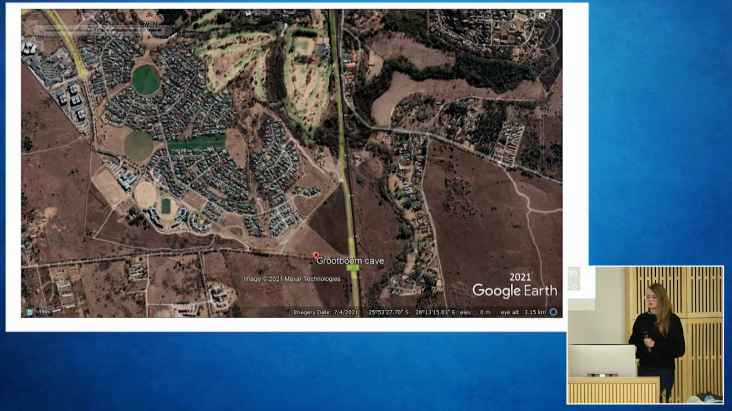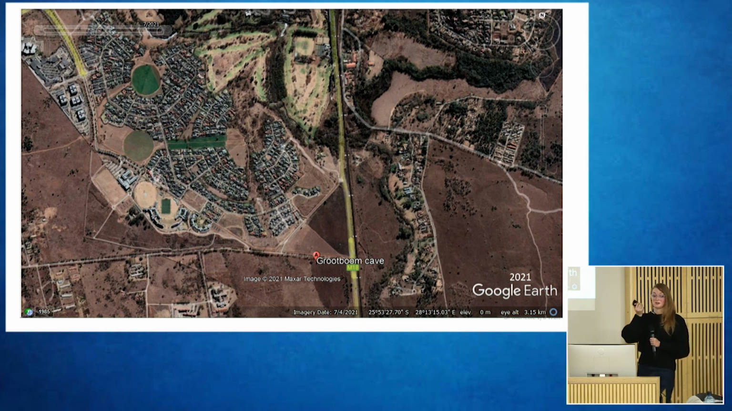Fast forward to 2021, we can see that this has changed drastically. We've had this very large urban estate popping up here. The cave is still over here, and there are no gates on this cave. There are no fences between the cave and the human population. So that means that anyone can come into the cave and do whatever they want. We've noticed an increase in dumping and rubble in this area.